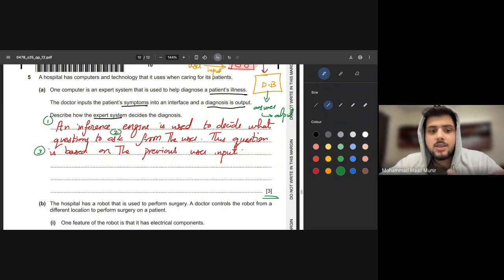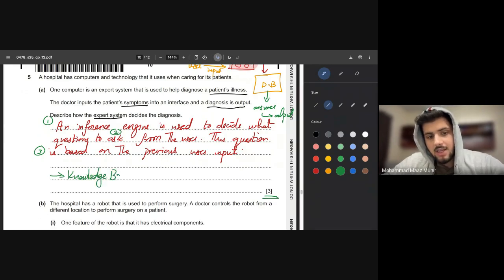But what if you want to write some extra points? You can also say that the system's inputs are then located, and whatever decision you make is compared to a knowledge base. And then based on the rules applied to that knowledge base, it is going to decide the diagnosis. So you can talk about the knowledge base here, how it is brought in, and you can also use the rules point alongside to get the final diagnosis.